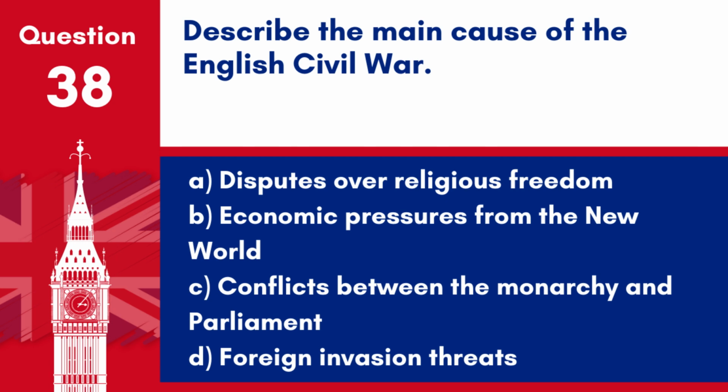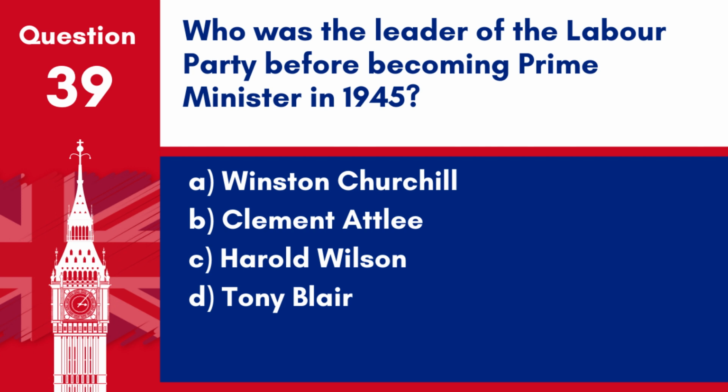Answer: C. Conflicts between the monarchy and Parliament. The English Civil War was primarily caused by tensions and conflicts between the monarchy and Parliament over governance and rights. Question 39. Who was the leader of the Labour Party before becoming Prime Minister in 1945?